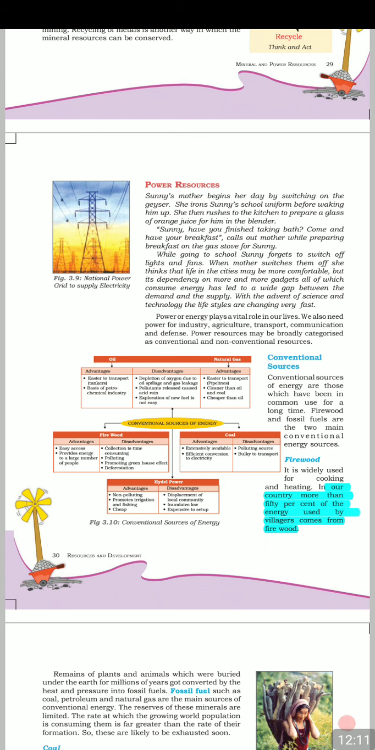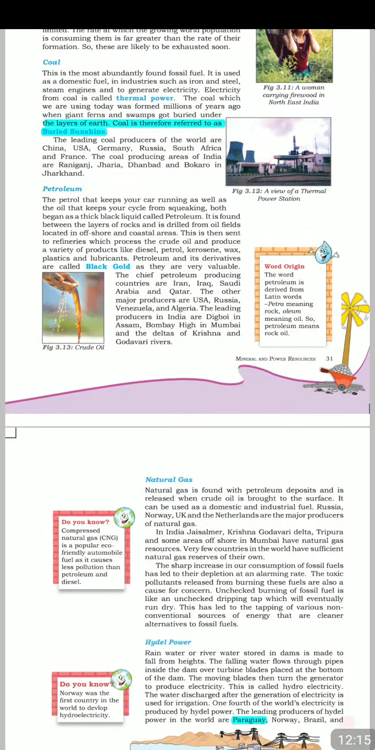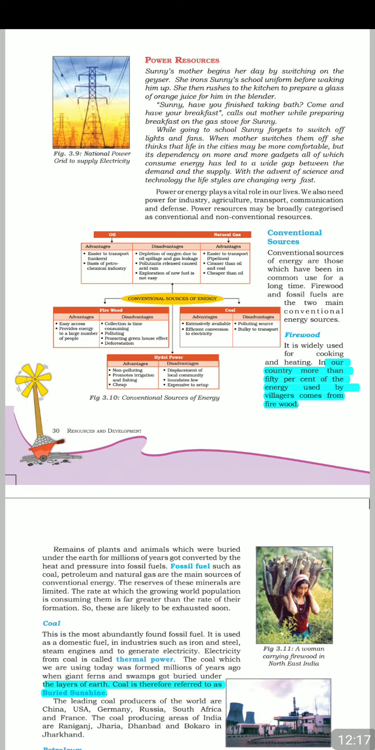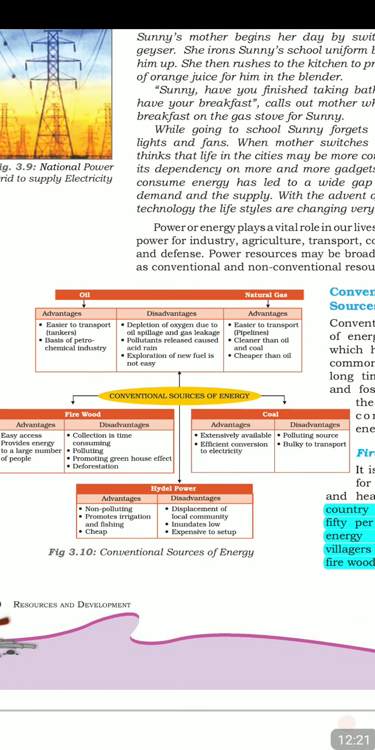The conventional and the non-conventional, this is how we'll be dividing and discussing, right? So let's study the chart here. The advantages of oil and natural gas are that they are much easier to transport, right? And they are much better than coal in terms of pollution. Natural gas is even better than oil, and it is cheaper than oil also, right?